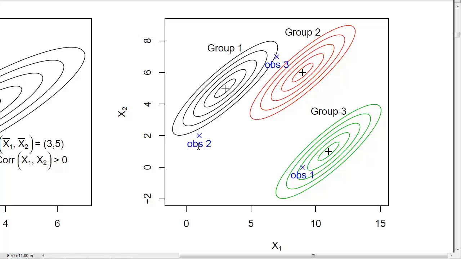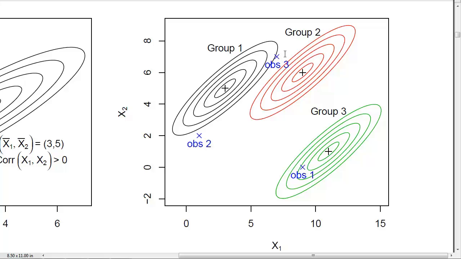Here's observation 2, sort of on the fringe of group 1. In fact, you can see 1, 2, 3, 4, 5 bars. If you went out one more bar, it would probably be there in ellipse 6. Whereas in terms of the distance from group 2, 1, 2, 3, 4, 5, 6, 7, 8, maybe 10 standard deviations away or so. So this would clearly be put into group 1.